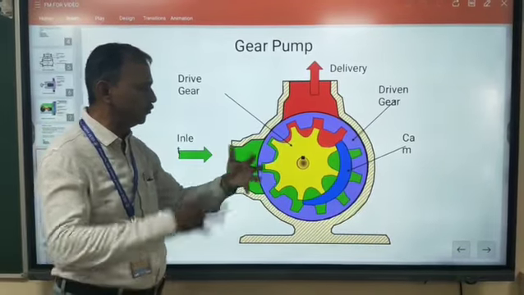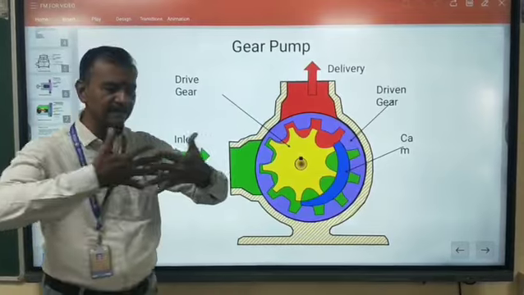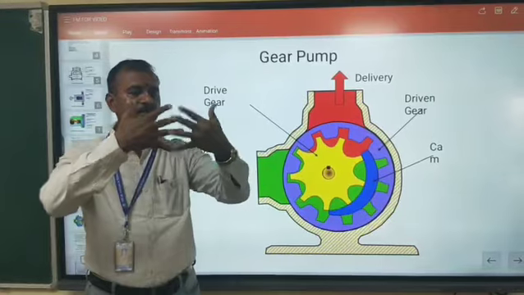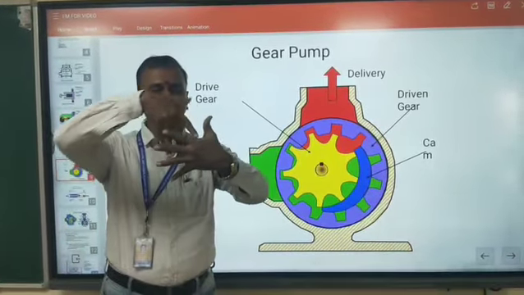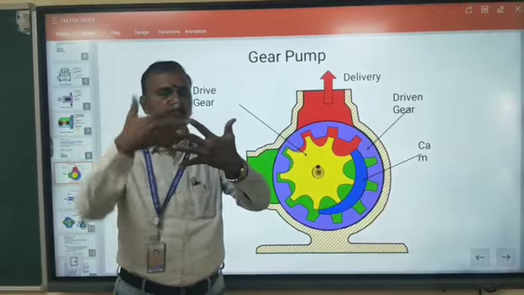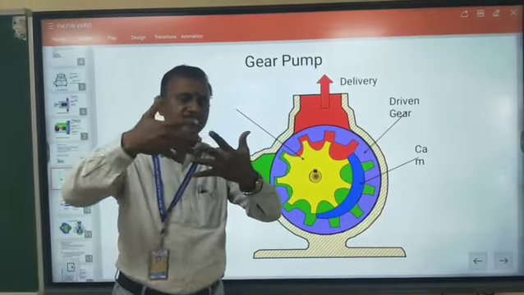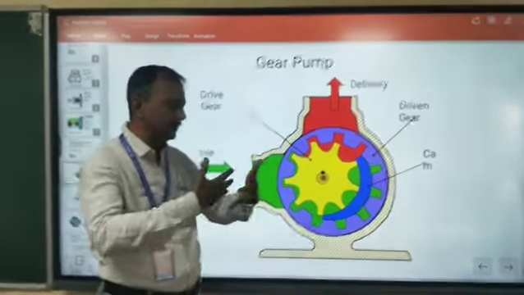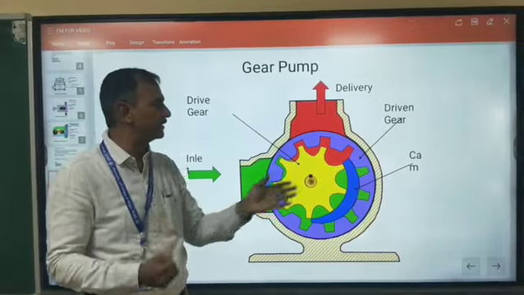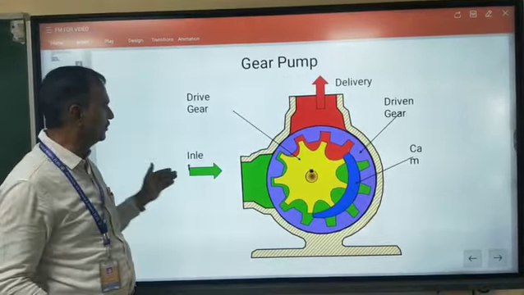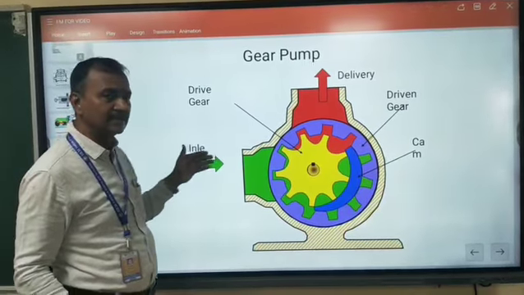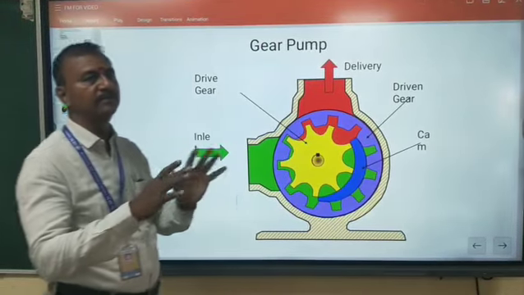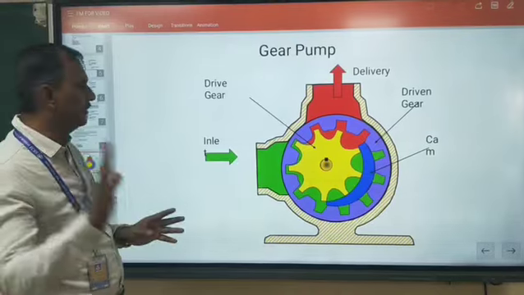Just imagine a gear setup like this, with two gears, one fixed and another moving. When these gears lock and the moving one turns with the fixed one, the liquid that gets caught is compressed and discharged. The liquid is not sucked; it goes inside, gets compressed, and gets discharged. This is the difference between the earlier reciprocating pump and this pump.